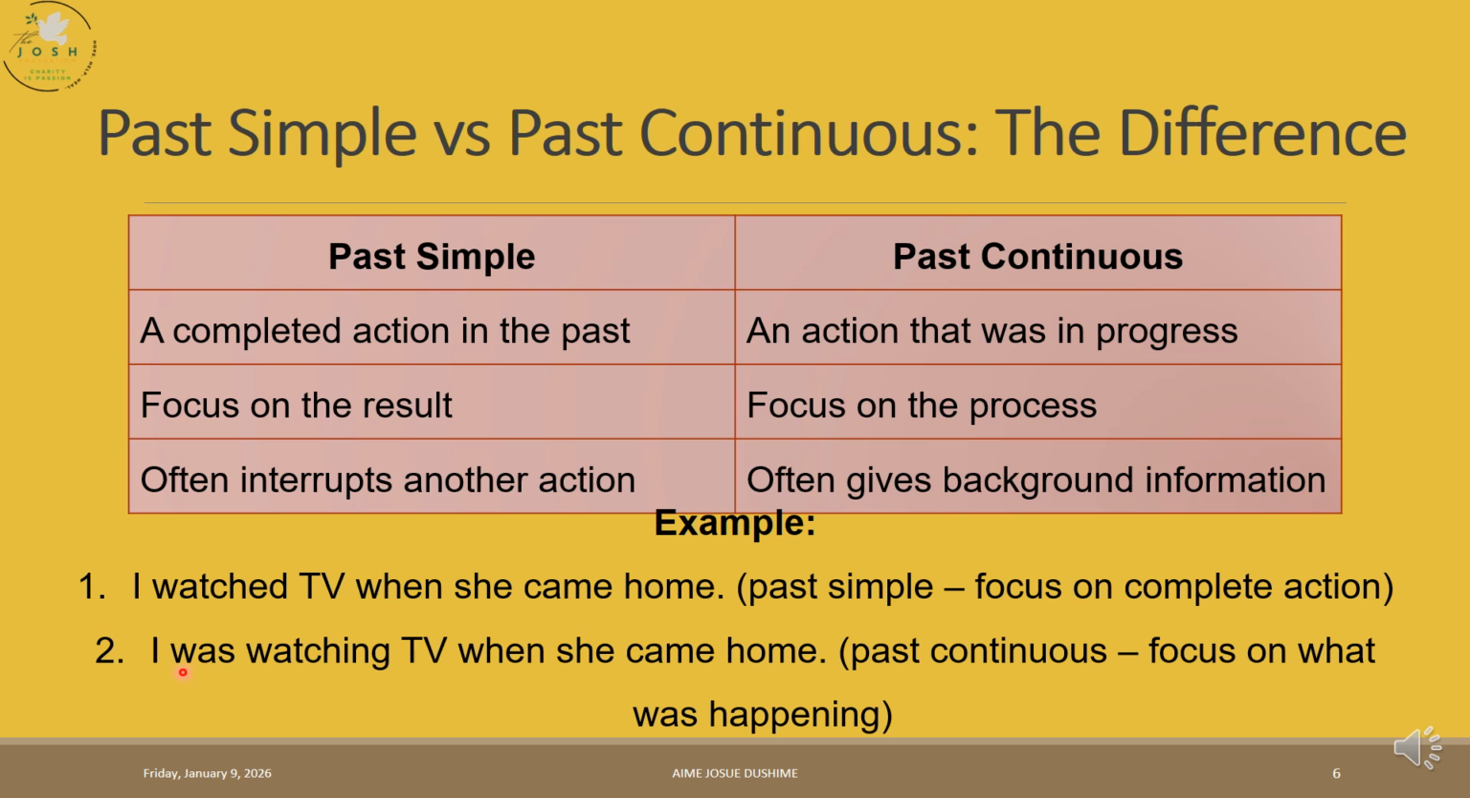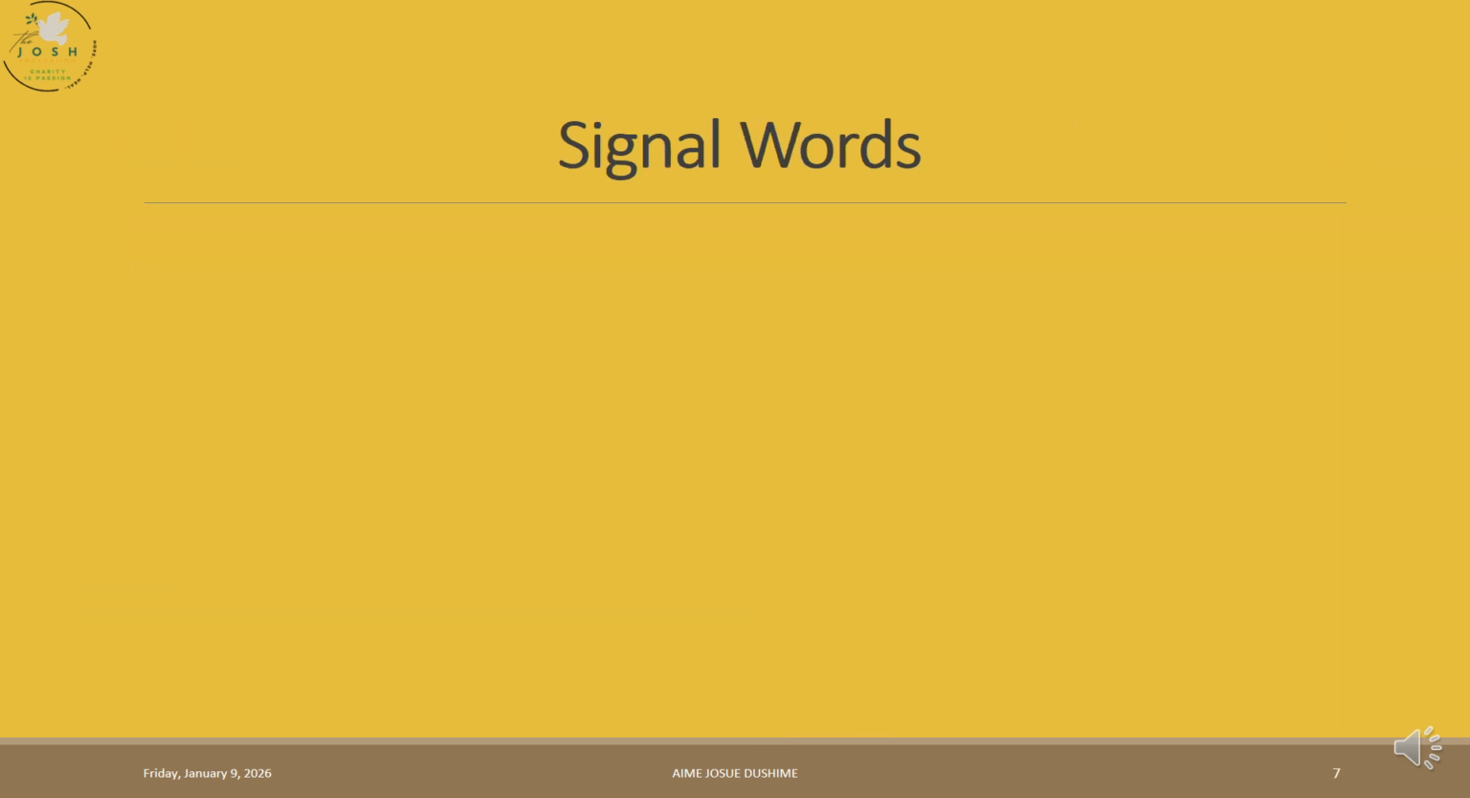But here, when I say I was watching when she came, do you remember I said that past simple interrupts another action, which is the reason the second action is using past simple? Why? Because it is the action that is interrupting the main action, which is watching TV, which was the background information of the activity. Let's see signal words.